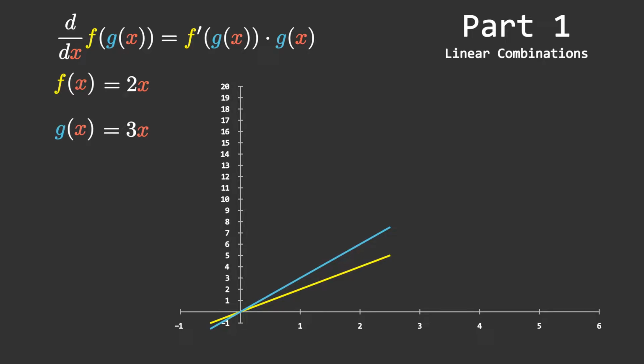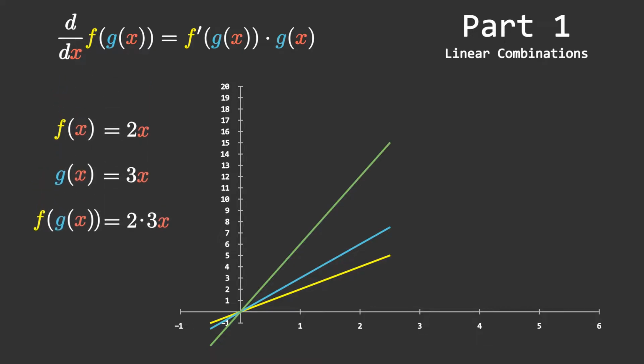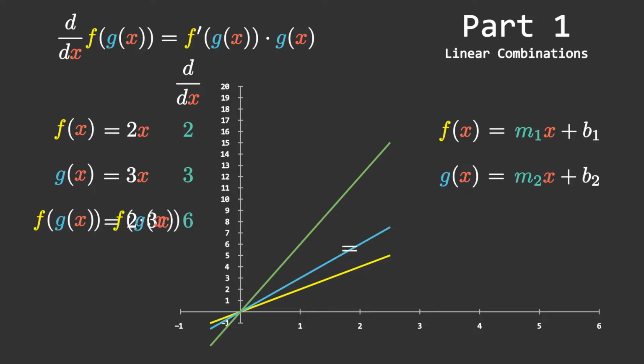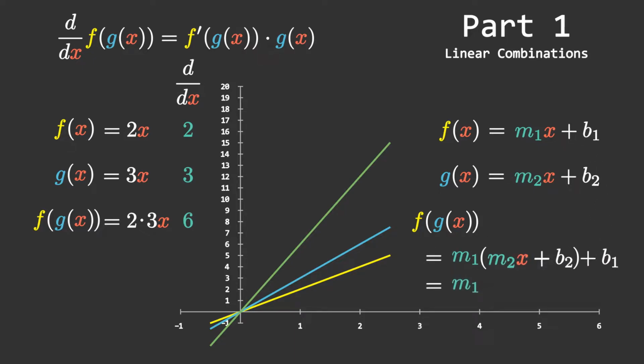To find f of g, we replace the x in f by 3x. 2 times 3x is 6x. Their derivatives are 2, 3, and 6, respectively, where 6 is 2 times 3. This is not a coincidence, and we can prove that for any linear function f and g, the derivative of their compound is always the product of each's derivative. And it seems like the values of the two y-intercepts don't matter here.